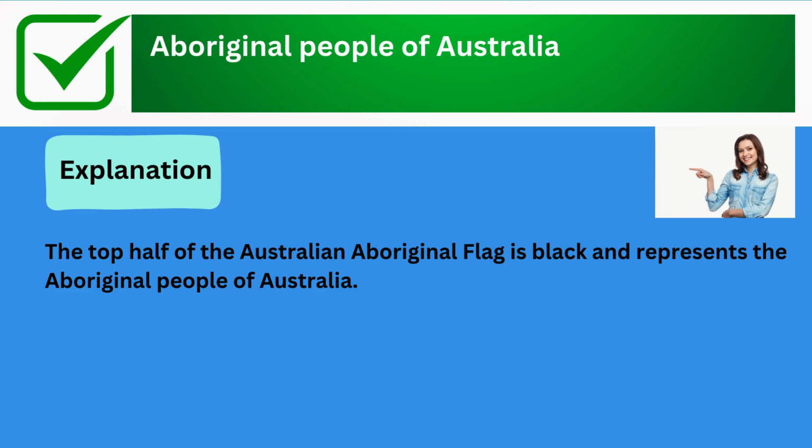The correct answer is Aboriginal people of Australia. Explanation: the top half of the Australian Aboriginal flag is black and represents the Aboriginal people of Australia.